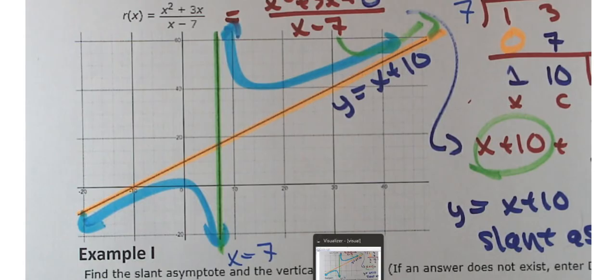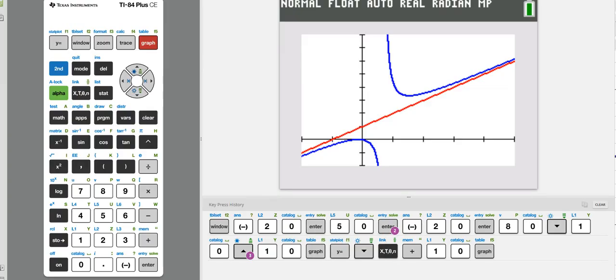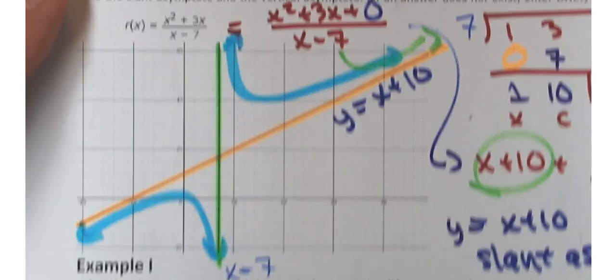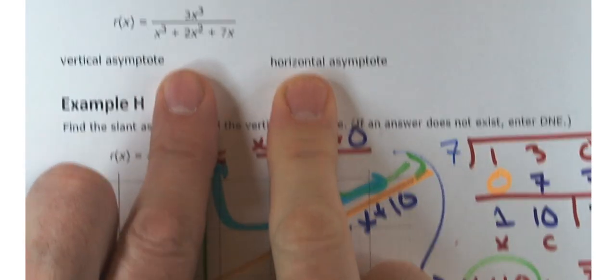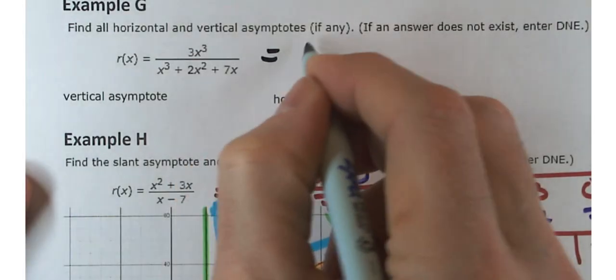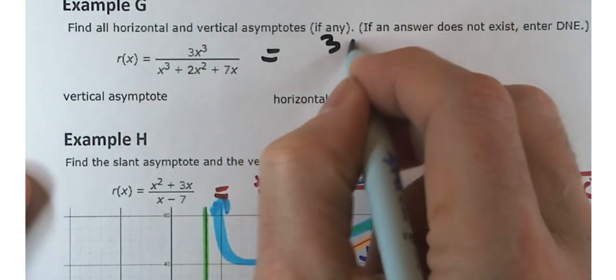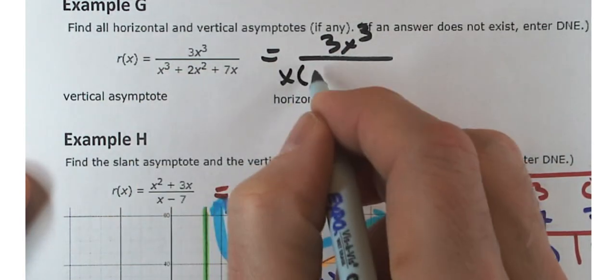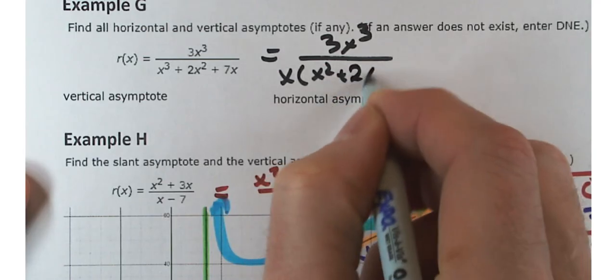Okay. How are we looking on example H there? A little chance for extra credit on an exam. It's great if you can find the hole, but it's not something I'm going to worry about in this course too much. But I'll help you out in this one. Let's factor out the denominator. And in the denominator, I've got x times x squared plus 2x plus 7.